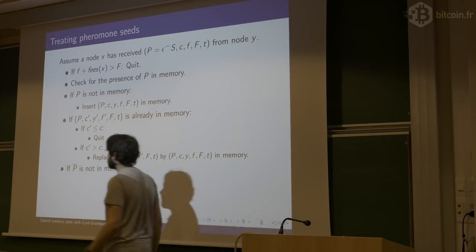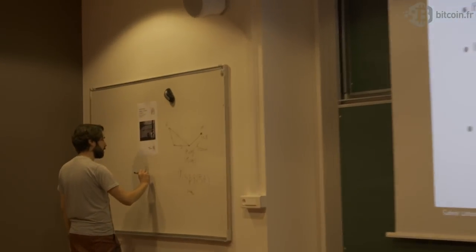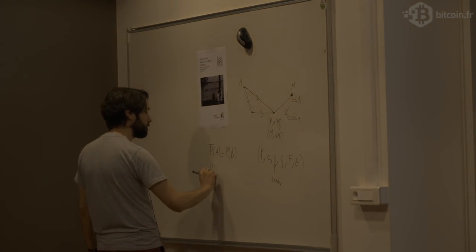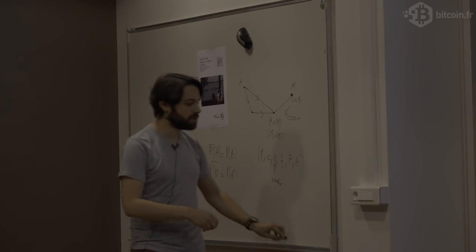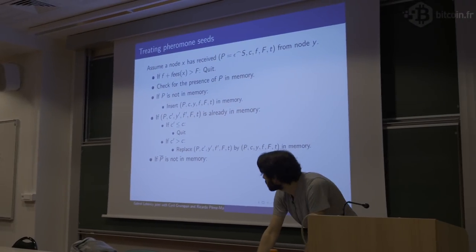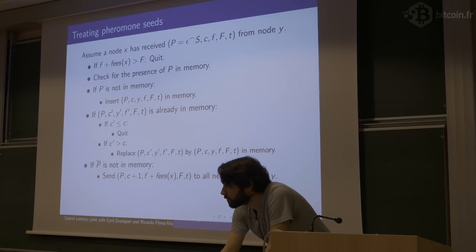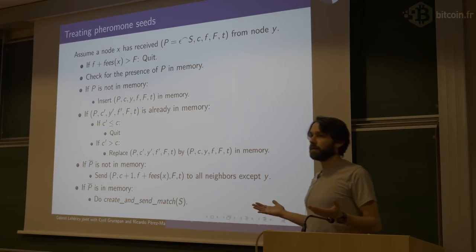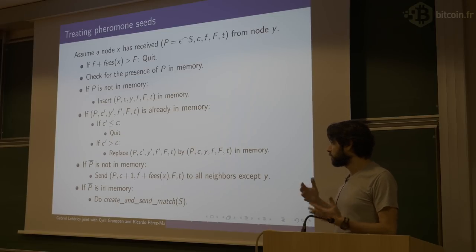I didn't say what P bar is, but P bar is the other one. So basically here, the node is checking if there is a match. So the node checks if there is a match. So if there is no match, then the seed is forwarded with the counter increased and fees added. But if there is a match, as I said, when there is a match, the pheromone seeds are not forwarded anymore. And so it doesn't forward the seed.